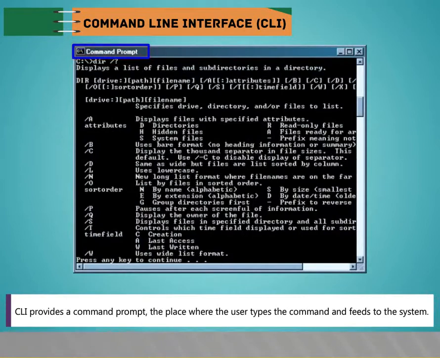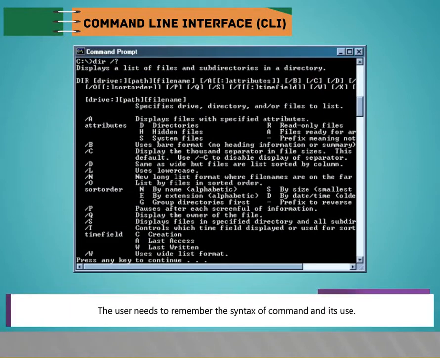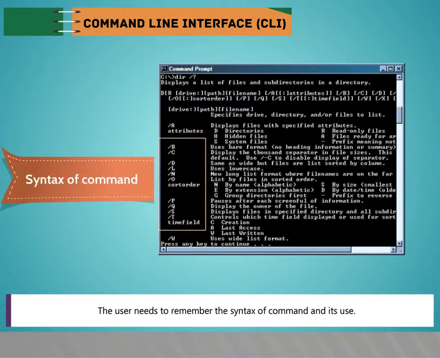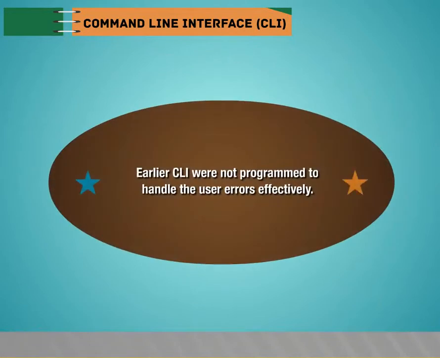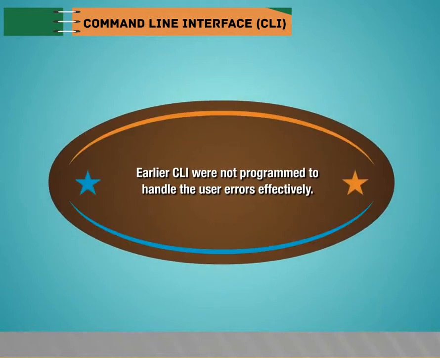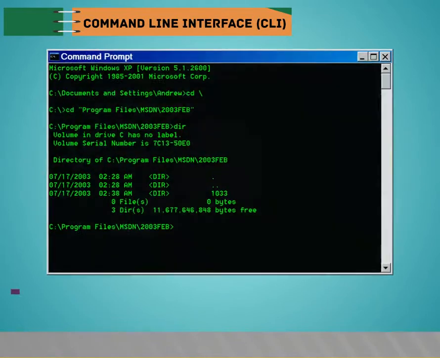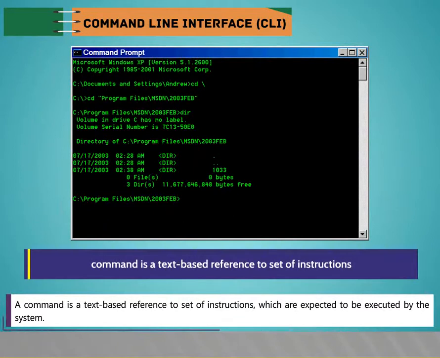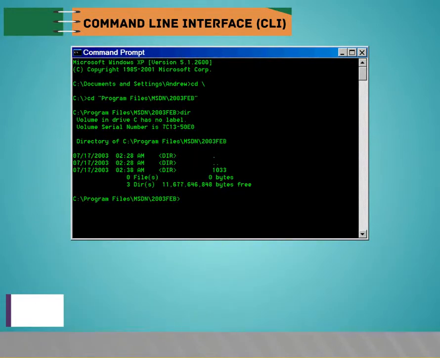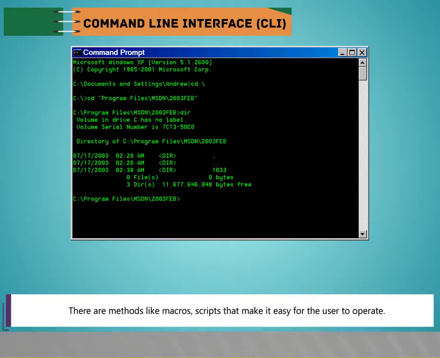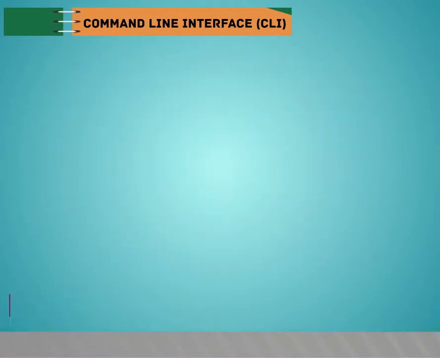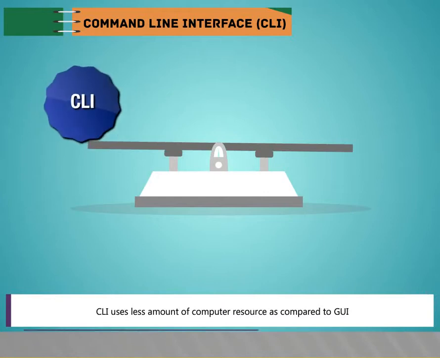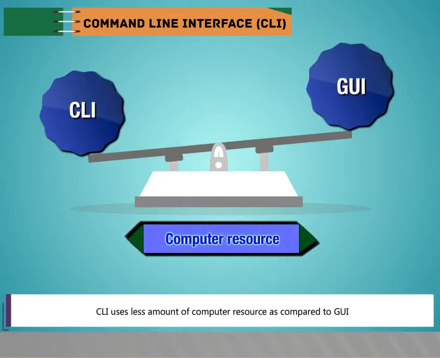CLI provides a command prompt, the place where the user types the command and feeds it to the system. The user needs to remember the syntax of the command and its use. Earlier CLI were not programmed to handle user error effectively. A command is a text-based reference to a set of instructions which are expected to be executed by the system. There are methods like macros and scripts that make it easy for the user to operate. CLI uses less amount of computer resource as compared to GUI.